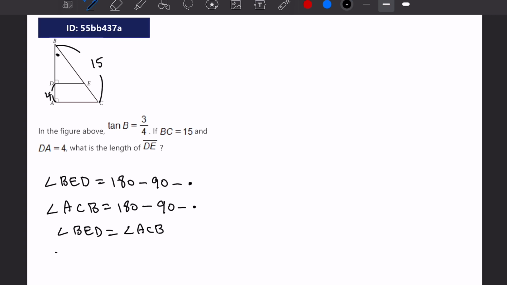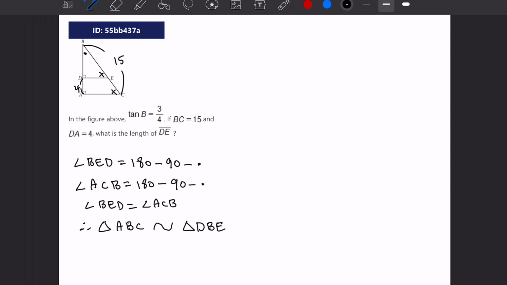So this proves that triangle ABC is similar to triangle DBE. So therefore, these angles are the same, which an X will represent. So since tangent B is equal to 3 over 4, this could mean that this is BD over DE, or it could also equal BA over AC.